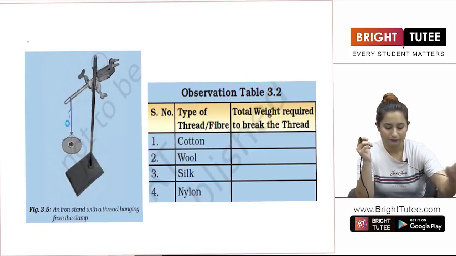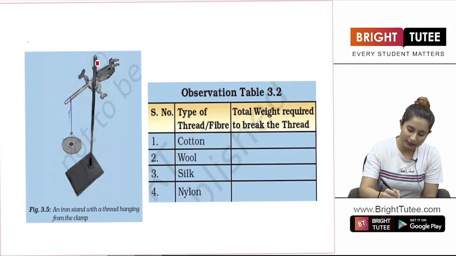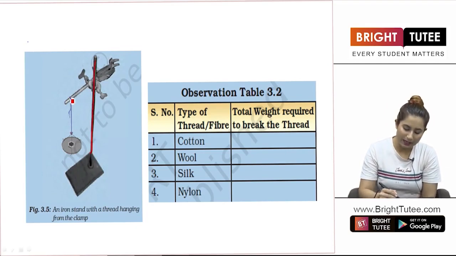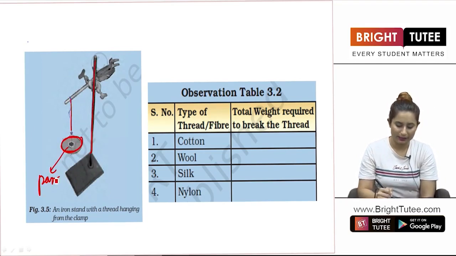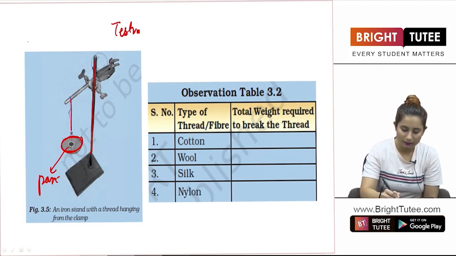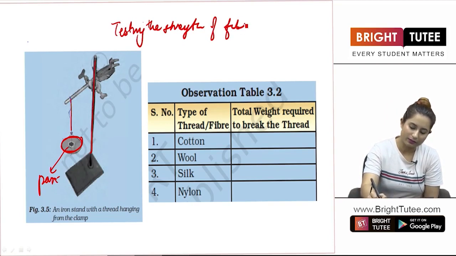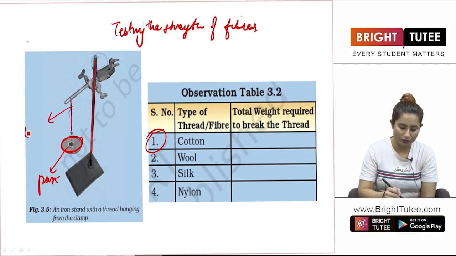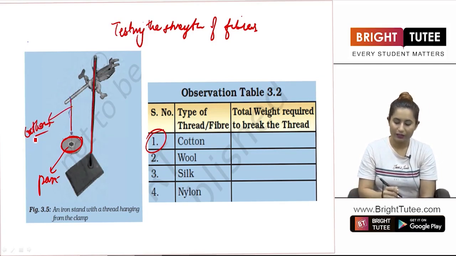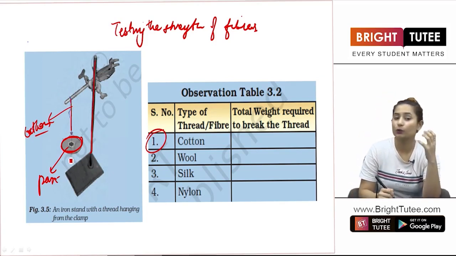Right, students? Now, let us do a simple activity. In this picture, as you can see, this is a clamp stand. On the clamp stand, you have a thread, and under the thread you are hanging a pan with the help of that thread only. Basically, you are testing the strength of fibers. In the first case, the thread is cotton. You will be putting different weights in this pan to break the thread.